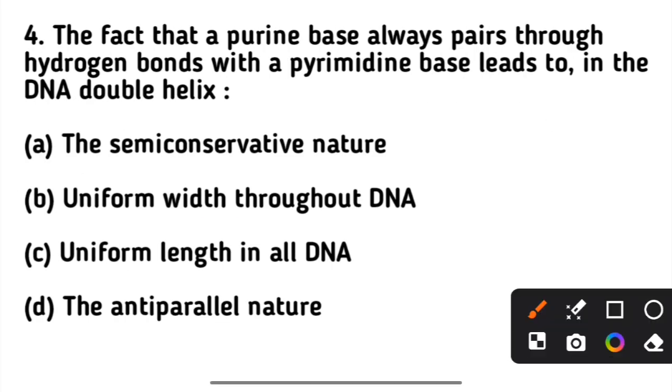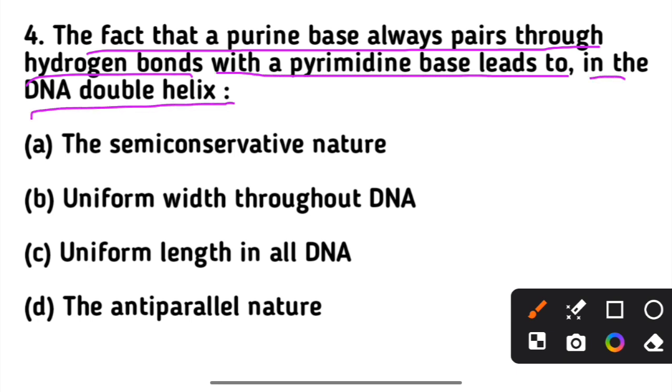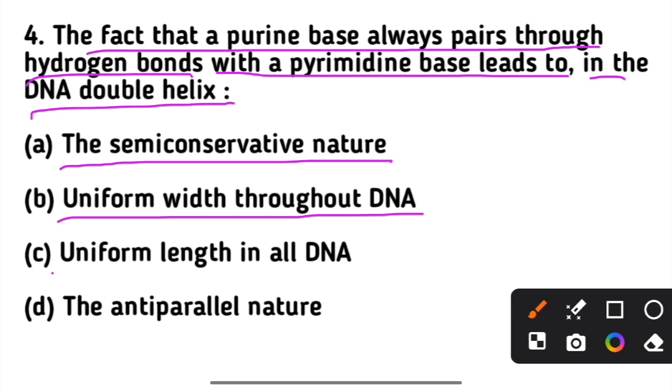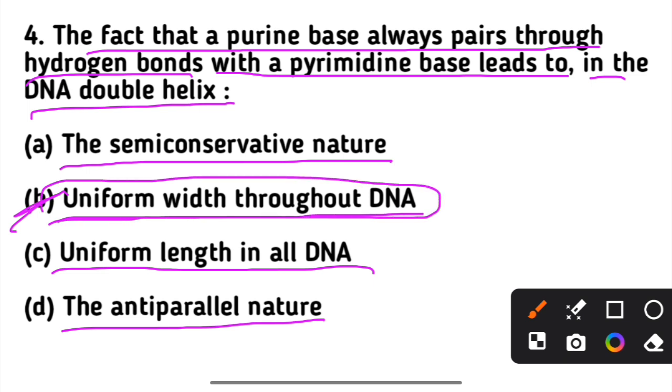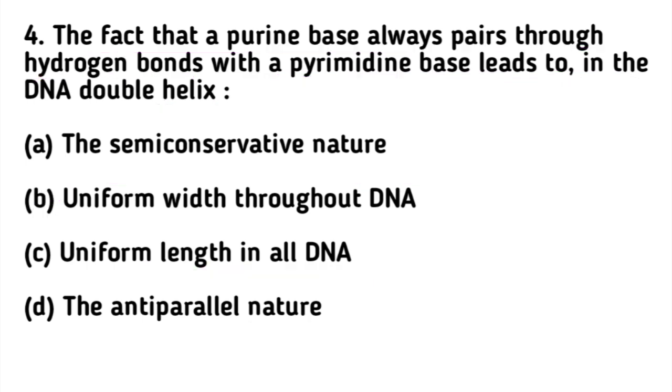नेक्स्ट. The fact that a purine base always pairs through hydrogen bonds with a pyrimidine base leads to in the DNA double helix. Options: the semi-conservative nature, uniform width throughout DNA, uniform length in all DNA, the anti-parallel nature. Option B is correct. The uniform width throughout DNA. Next.